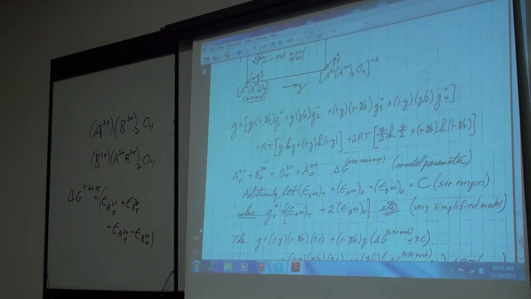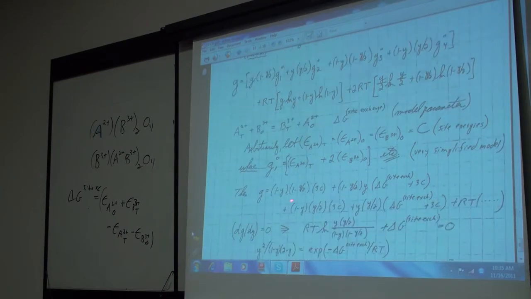And similarly, this corner here, G naught 4 is the epsilon of this plus twice the epsilon of this, and they're both also equal to c. So G naught 4 is multiplied by 1 minus y, y over 2. 1 minus y times y over 2.